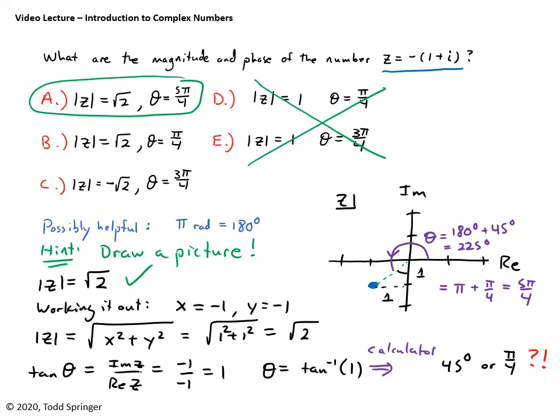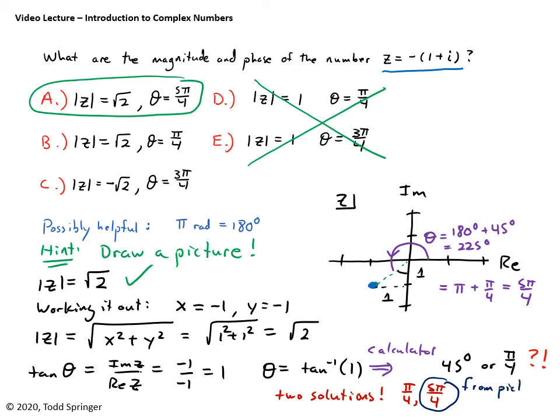So what happened? When you take an inverse trig function, you get two solutions. There are two solutions to this. One of them is pi over 4, and the other one is 5 pi over 4. If I take the tangent of pi over 4, I get 1, and if I take the tangent of 5 pi over 4, I get 1. So both of those are solutions. How do you know which one to choose? You have to draw the picture. So from the picture, I know that this is the right one to use.